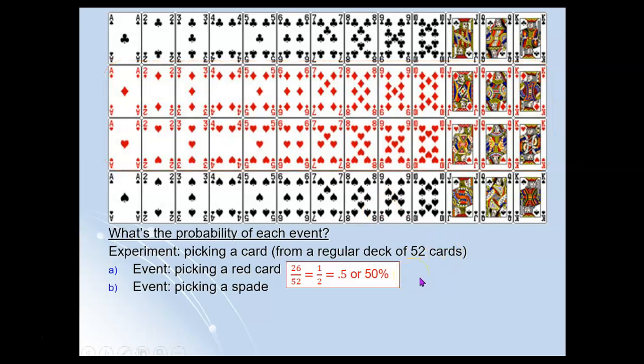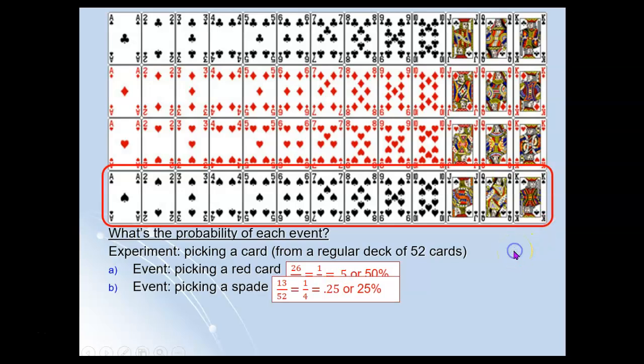What's the probability of picking a spade? Well, how many different ways could that happen? 1, 2, 3, 4, 5, 13. So the probability is 13 over 52. If you reduce that fraction to lowest terms, it's 1/4, which would be 0.25 or 25%.